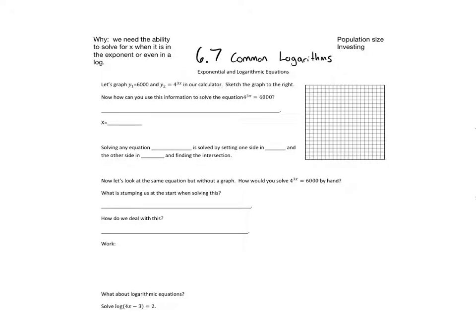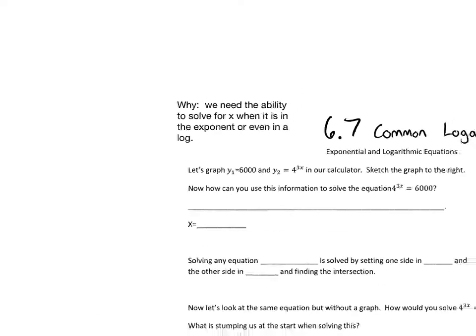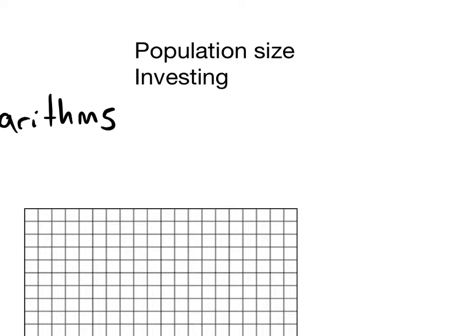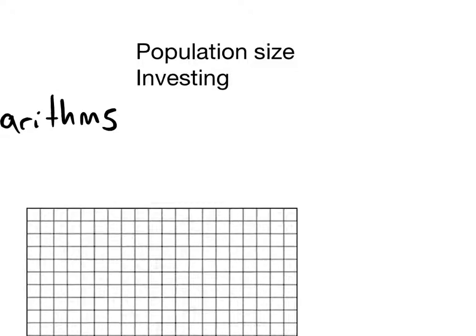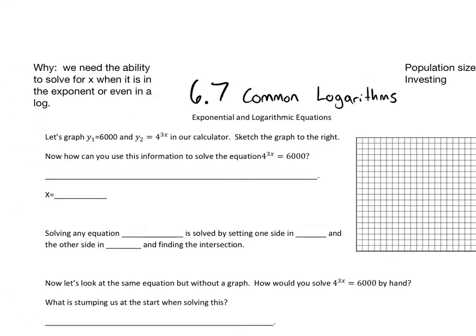Hello, here in this section, 6.7, we're going to look at something called common logarithms. Here's the why. We need the ability to solve for x when it is in the exponent or even in a log, or a logarithm. The reason this is helpful is it helps us estimate population size looking into the future. It helps us when investing and making decisions about how long to keep money in investment accounts. That's just two quick examples of where we would use exponential growth or decay.